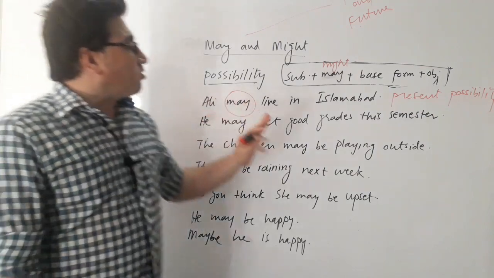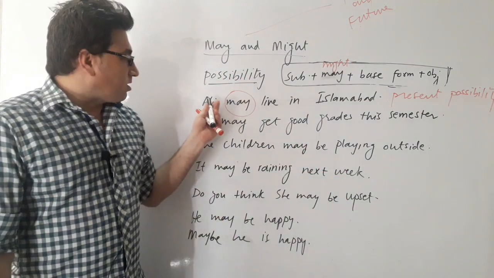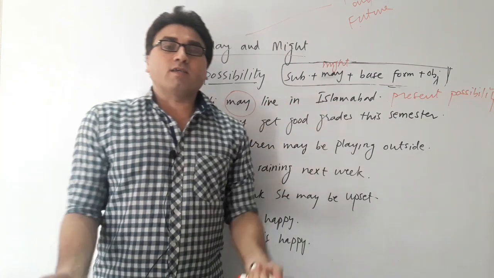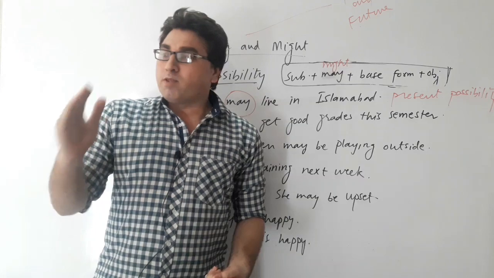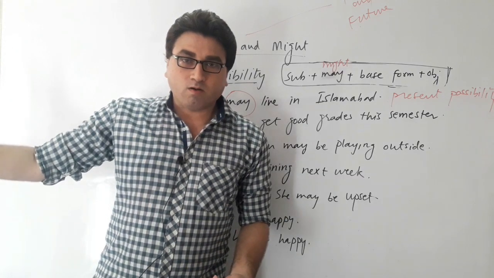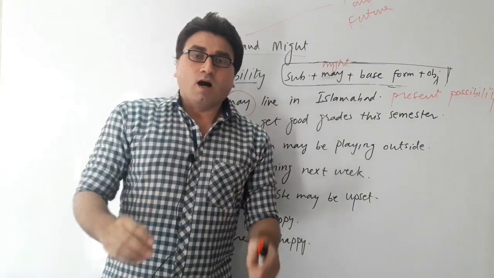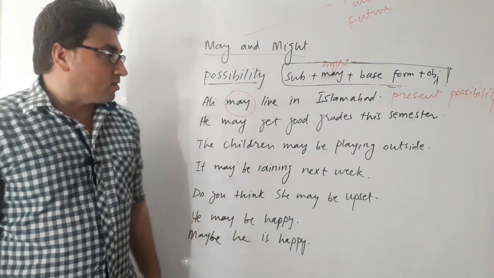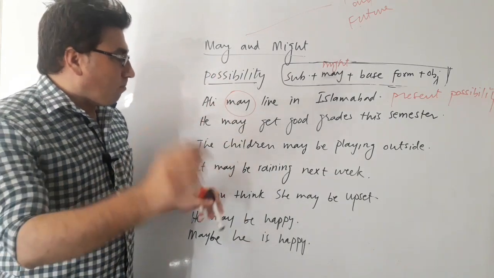Now, we can also use negative sentences. For example, look at the first sentence: Ali may live in Islamabad. I can say that Ali may not live in Islamabad. They may not understand something. And you may not buy a laptop. So it means that I can use a negative sentence using not right after may or might.